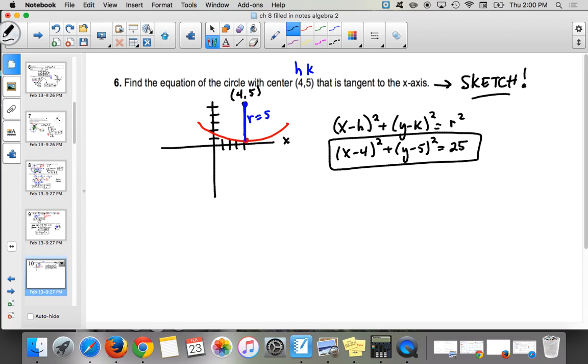No? Where did I lose you? So tangent means touches. It just barely touches the x-axis. Shouldn't the distance be 4? Because it's 4 to 0. Nope, the distance to the y-axis would be 4. So if I said tangent to the y-axis, then it would be 4. But I said x-axis. So yeah, that's why the sketch really helps, because it depends on which axis you're going to.